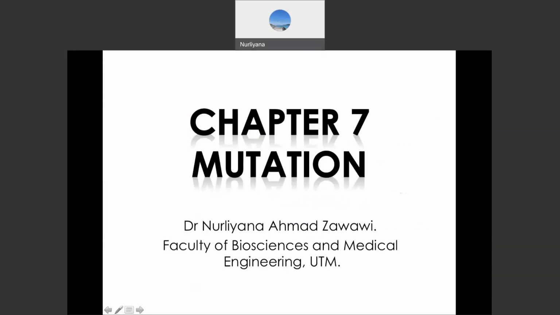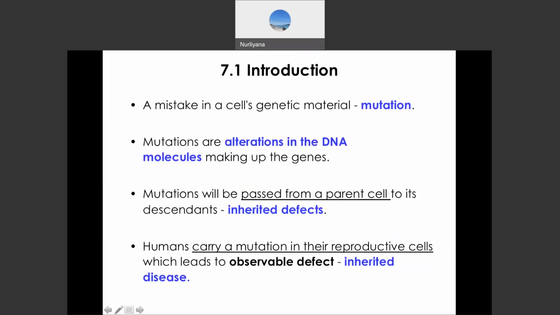We will continue the next chapter for the cellular and molecular biology course, which is on mutation. This chapter is actually a continuity from what we have learned on transcription and translation, and at the end of the story, from the gene that we transcribe, we will be able to get a protein.